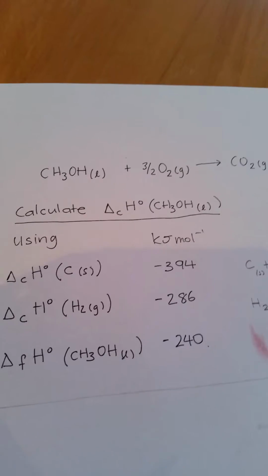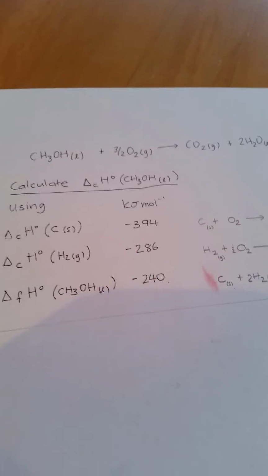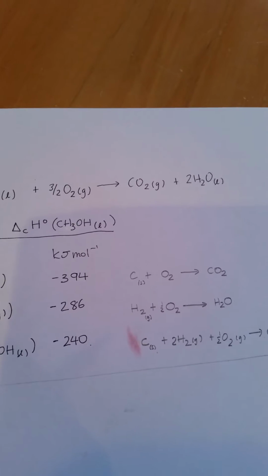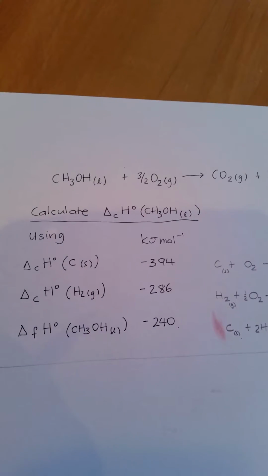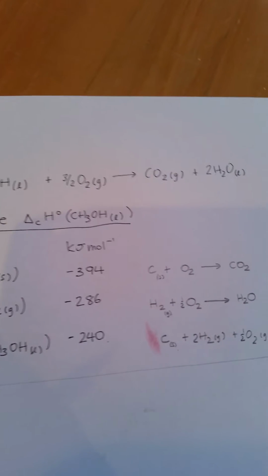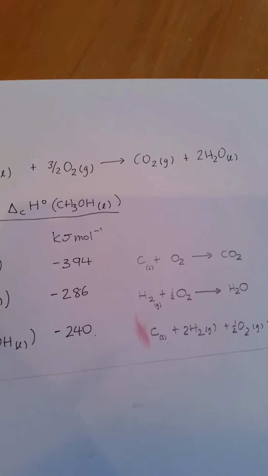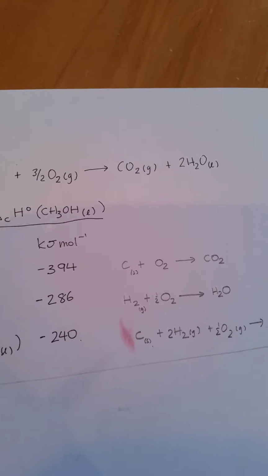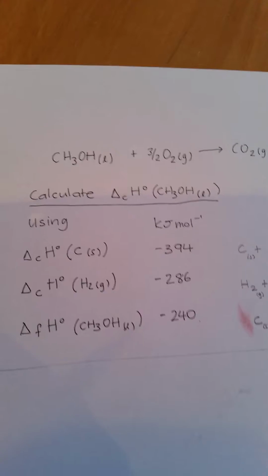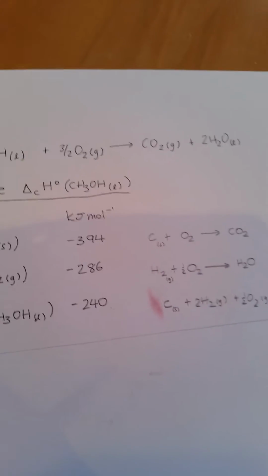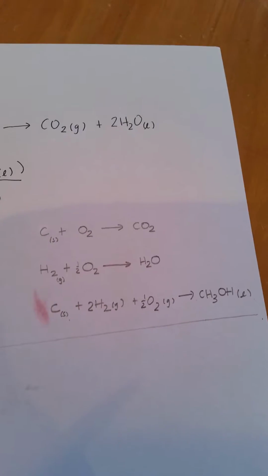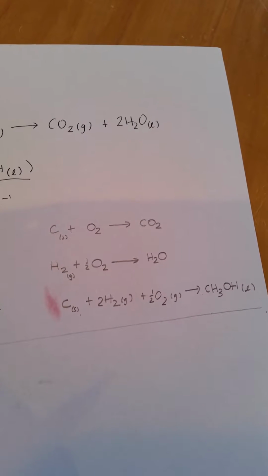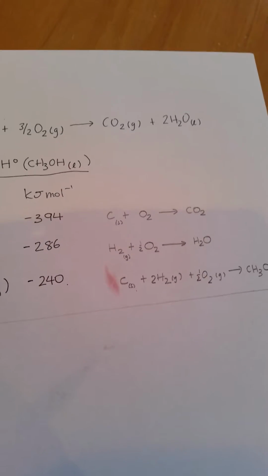So the first step is to write the equations for each of those. The first one is combustion, so it's carbon plus oxygen giving carbon dioxide. The second one is also combustion, so that's hydrogen plus oxygen giving water. And see, it's one mole of the thing that you're burning or combusting. And then the formation is the formation of methanol made up from its elements by definition. So you write those equations first.